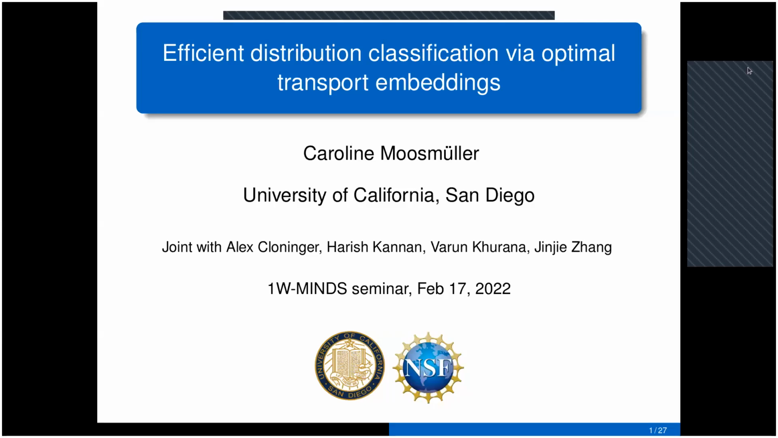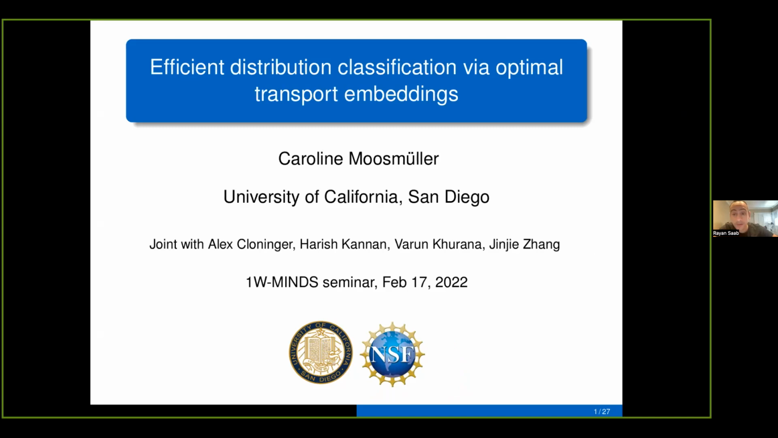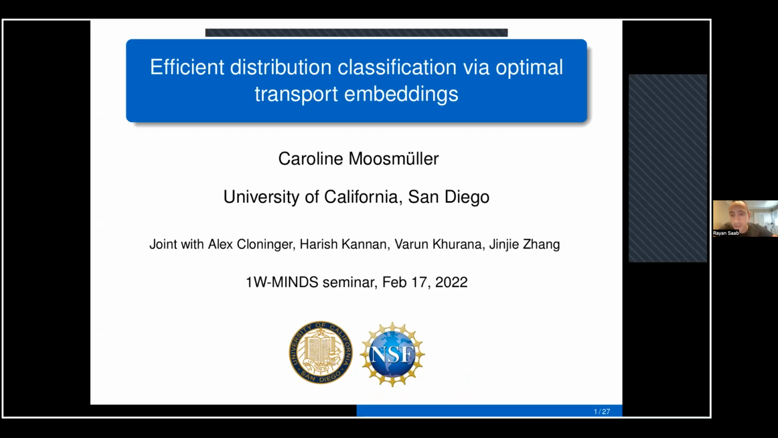Moosmüller. Carolyn is a visiting assistant professor in the Department of Mathematics at UCSD, so we've been very lucky to have her for the last couple of years. She received the PhD from Graz University of Technology in Austria in 2017, and before she joined UCSD, she was a postdoc at Johns Hopkins until 2019.